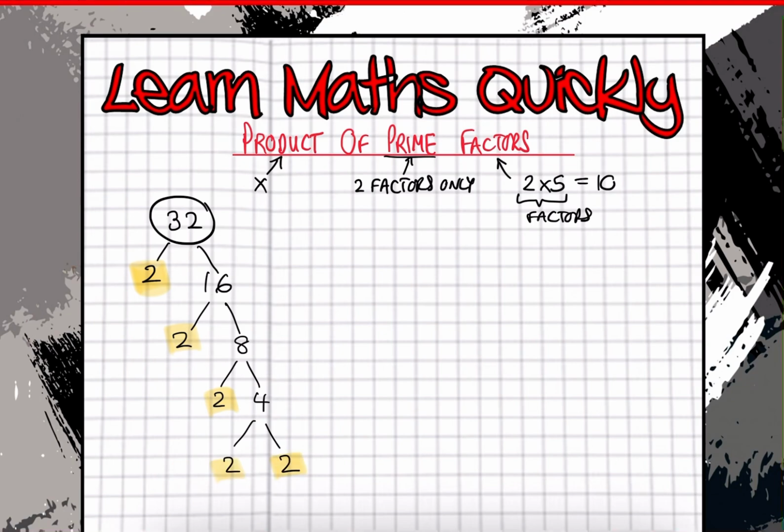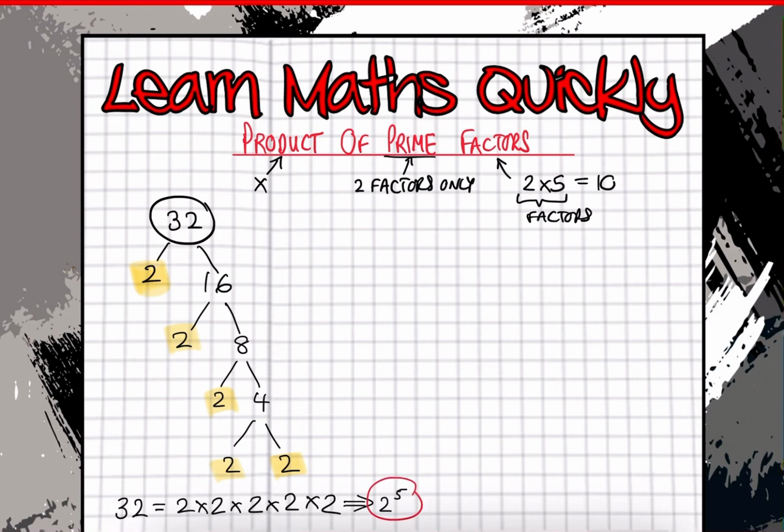Now, when we're writing this as a product of prime factors, you look at all of your highlighted numbers, and we multiply them together. So 32 is the same as saying 2 times 2 times 2 times 2 times 2, because these are all of the highlighted numbers at the top there. Now, you can rewrite that using indices, so there's 5 lots of 2 there, so we write 2 to the power of 5, and that is our answer.